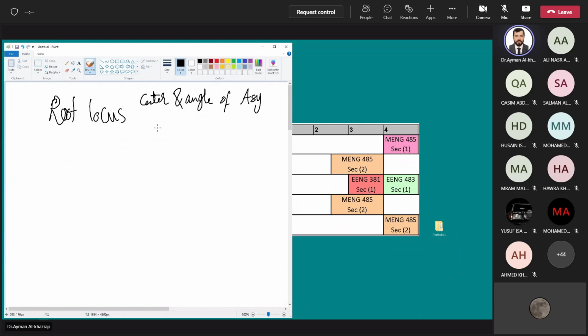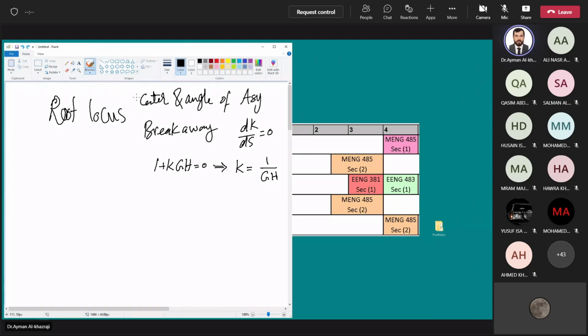I will ask for the breakaway point, where you need to find dK/ds equals 0. How do you find this? You have 1 + KGH = 0. It means K = -1/GH. There is no problem if you include the minus or not, because you will take the derivative and set it equal to 0. It's okay.